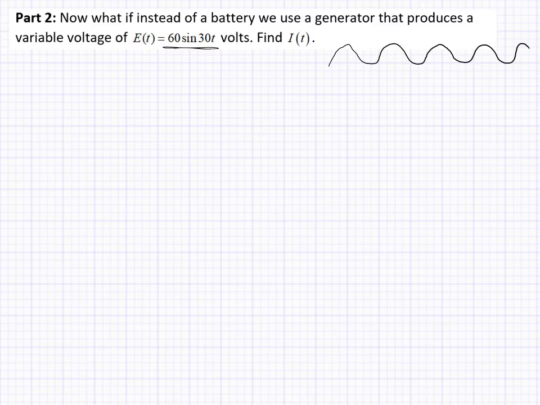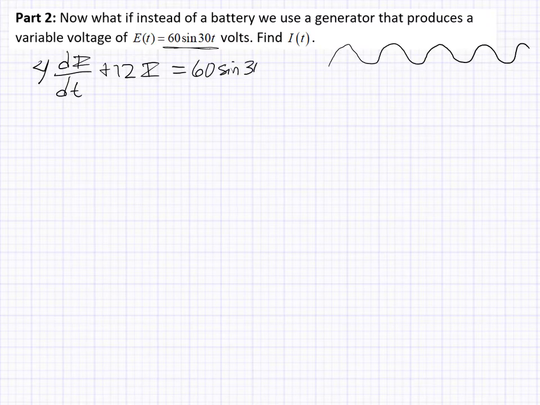Well, everything's the same in this, so we'll still have 4 di dt. We still have 4 henries as our inductance. We still have 12 ohms as our resistance. So 12I equals E of t, now though, is this 60 sine of 30t.